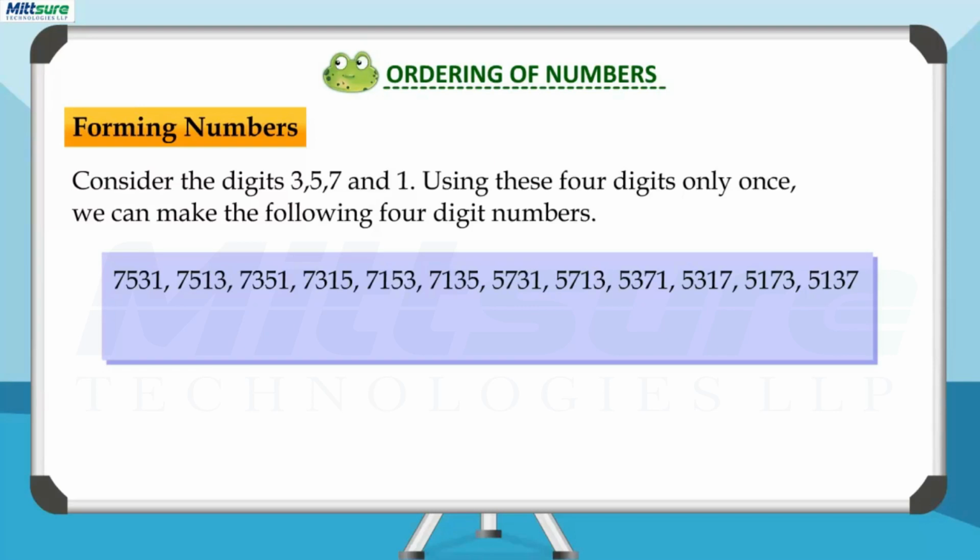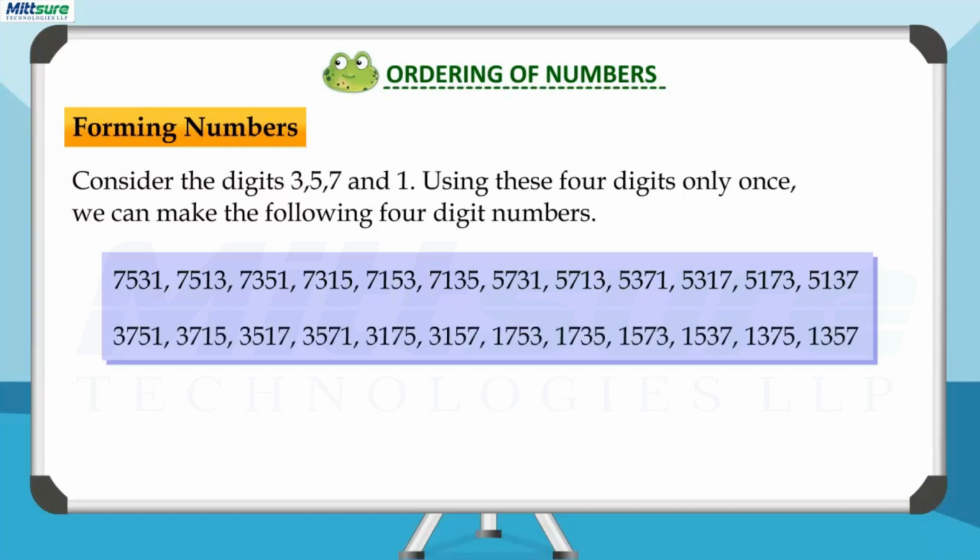5731, 5713, 5371, 5317, 5173, 5137, 3751, 3715, 3517, 3571, 3175, 3157, 1753, 1735, 1573, 1537, 1375, 1357.